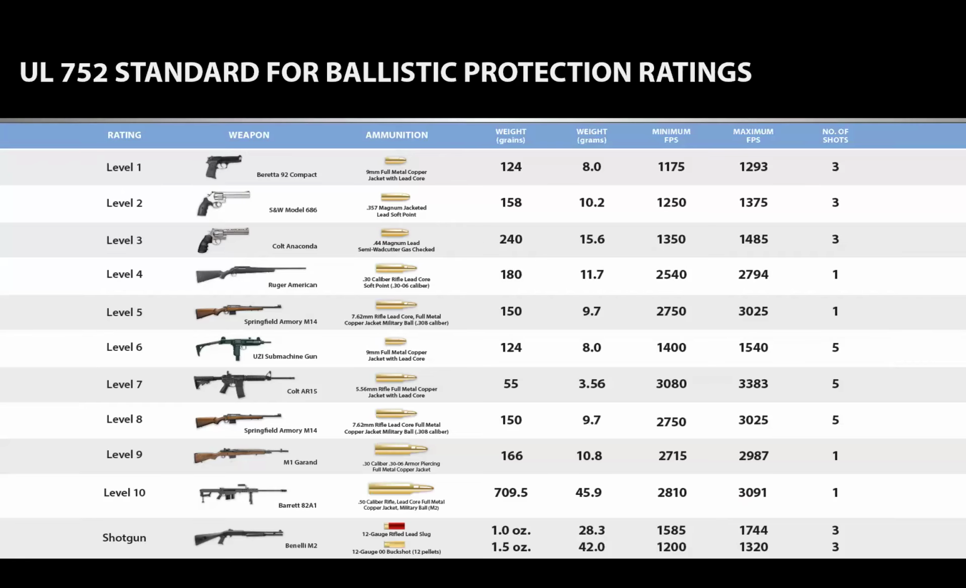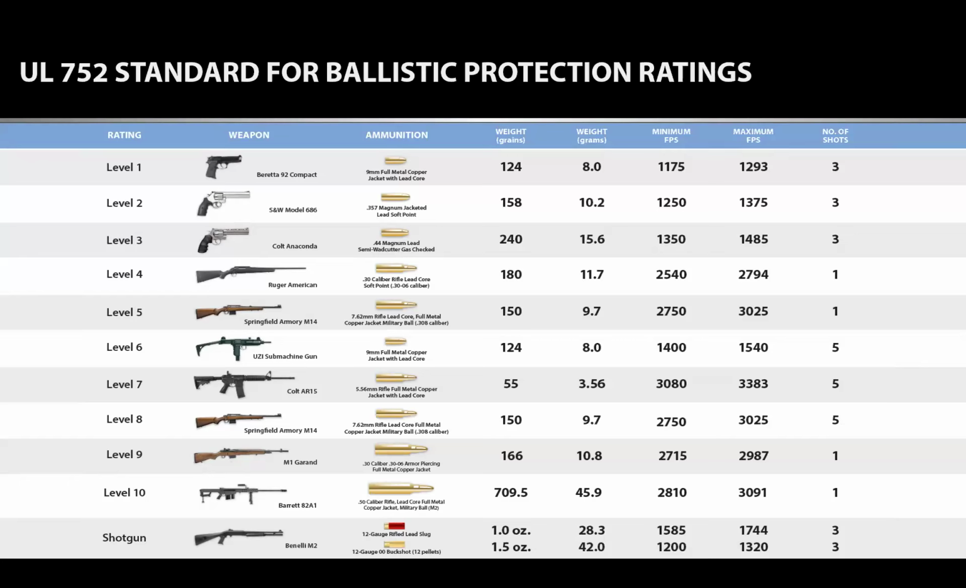But to give you the brief overview of the UL752 standards, Cliff Notes version, levels 1 through 3 primarily focus on small caliber handguns: 9 millimeters, 357s, 44 magnums.